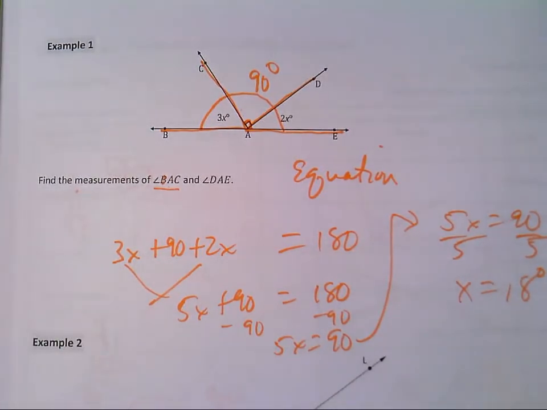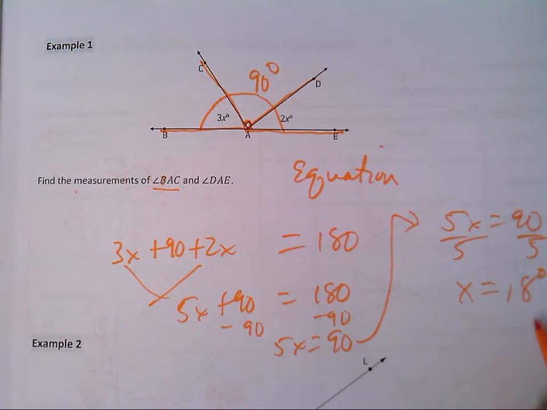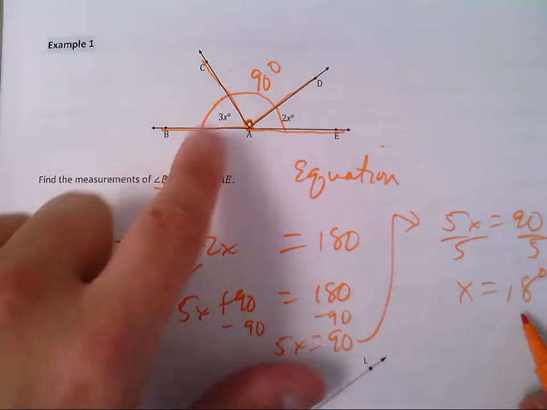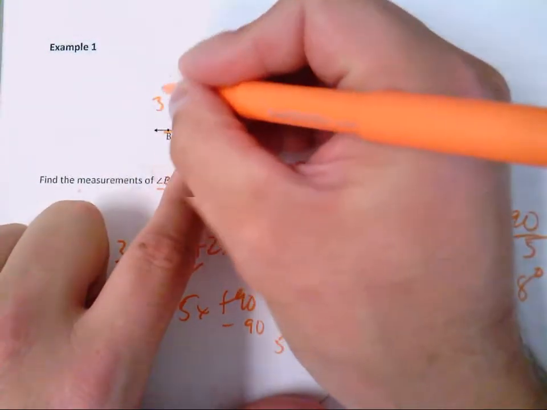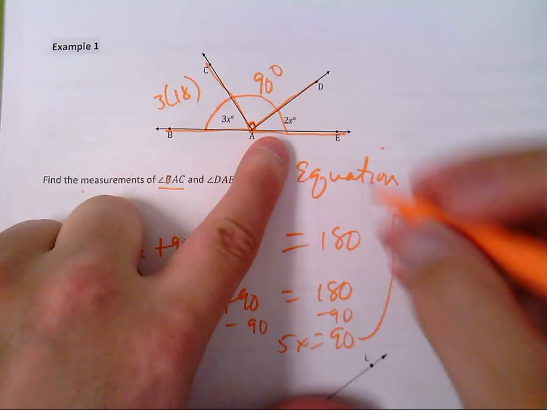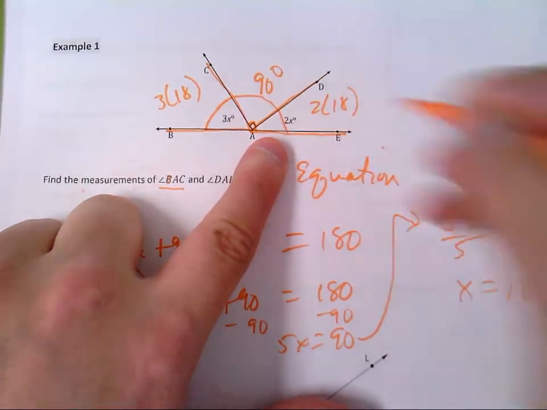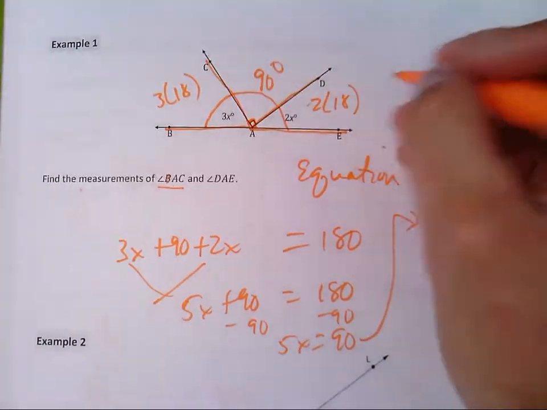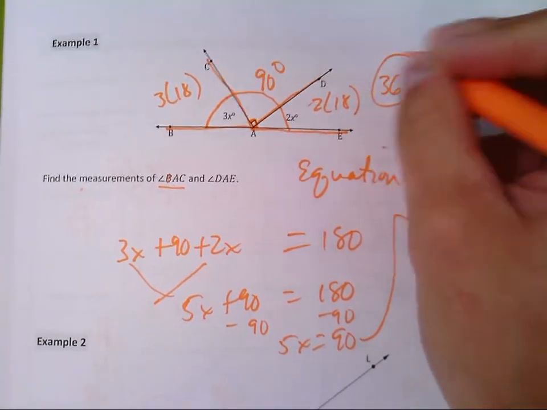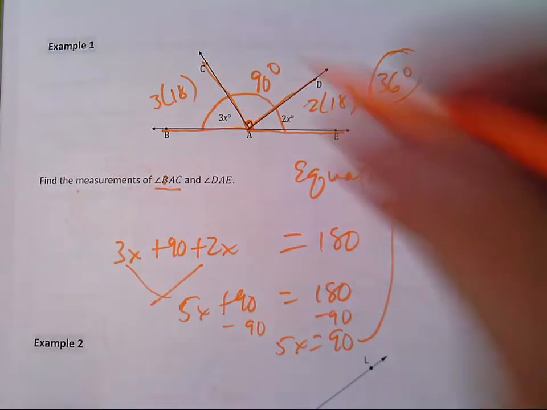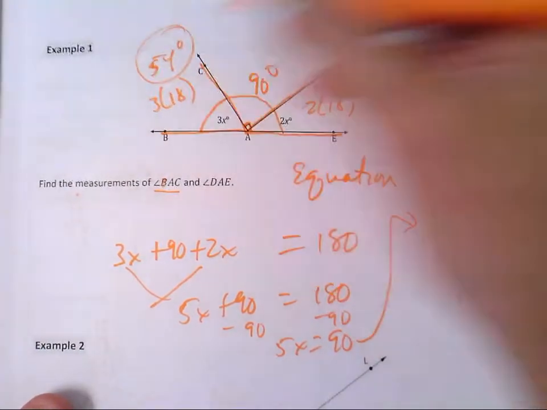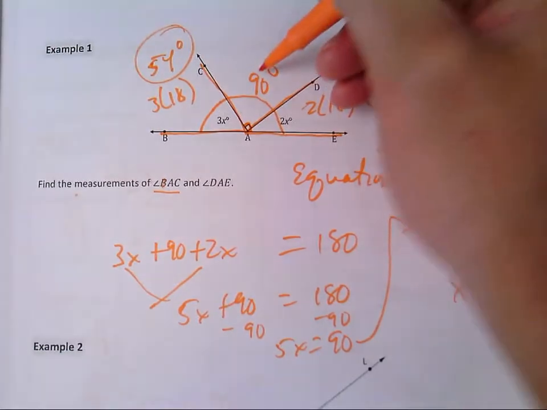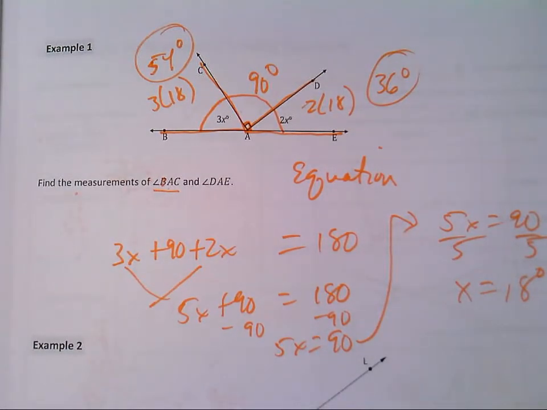But here's what's different about this sometimes. When you solve for x, sometimes you're done. But in this particular case, this just represents what x is. When I go back in the diagram, angle BAC is 3x, so I'd have to take 3 times 18. And this one over here is 2x, so this would be 2 times 18. We can go ahead and multiply it out. 2 times 18 is 36 degrees. So DAE is 36 degrees, and CAB is 54 degrees. You can check this by taking 54 plus 90 plus 36.